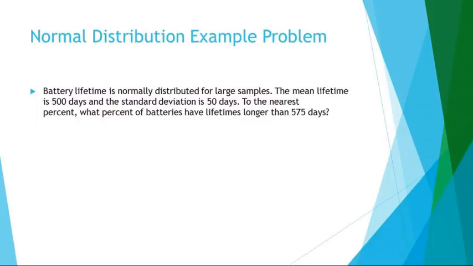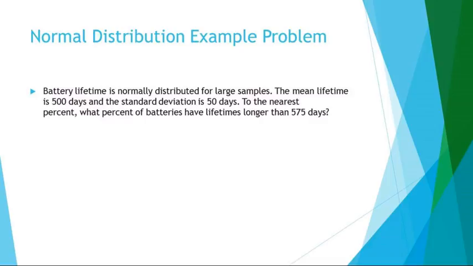In this normal distribution example problem, a battery lifetime is normally distributed for large samples. The mean lifetime is 500 days. The standard deviation is 50 days. To the nearest percent, what percent of batteries have lifetimes longer than 575 days? So again, we're given our mean, we're given a standard deviation, and we're given a critical value, 575. And they want to know what percent of batteries have lifetimes longer than 575.